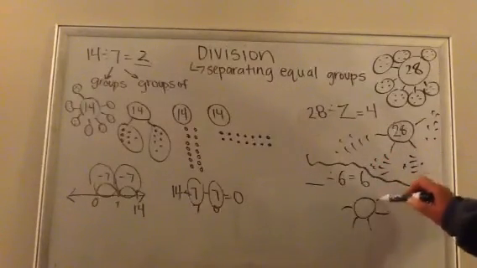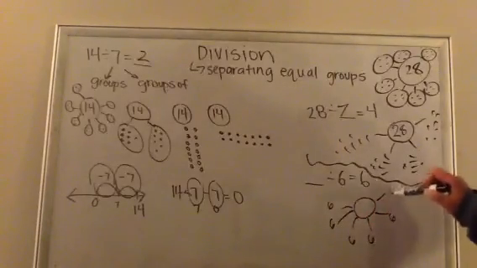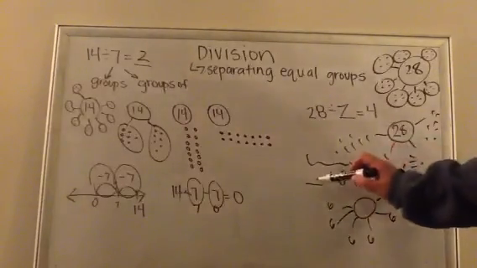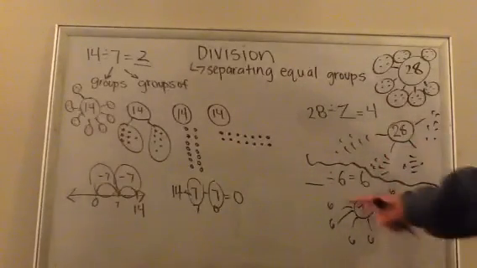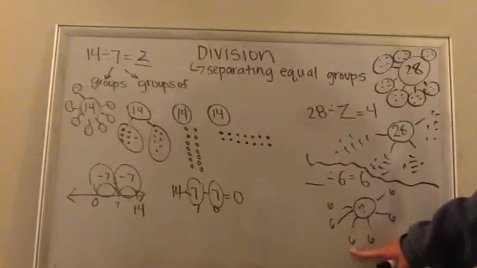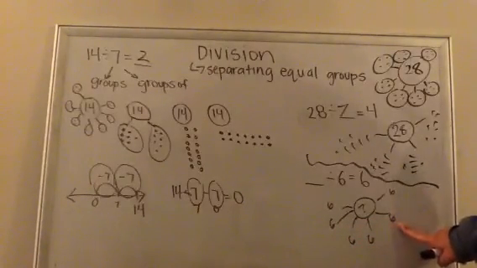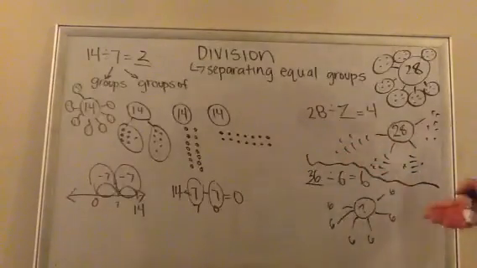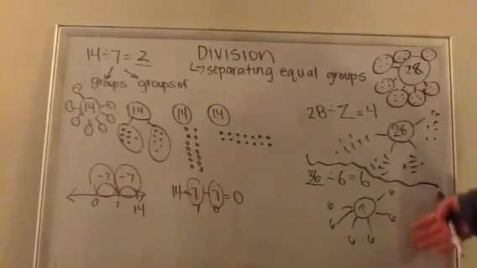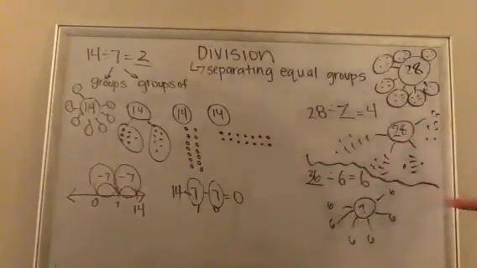So, 6 groups of 6. The question's asking how many did I start with? Well, for me to figure out my starting, let me just put them all back to the start. 6 and 6 is 12, another 6 is 18, another 6 is 24, another 6 is 30, and the last 6 is 36. So this is really also relying on some multiplication. You're putting the groups back together. So that's why multiplication and division work so well together.